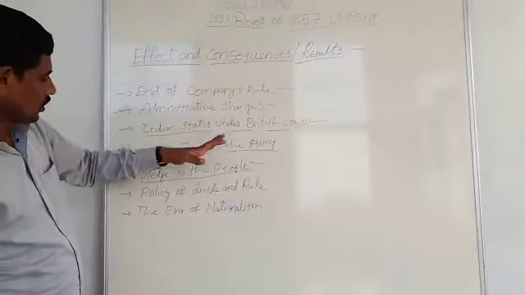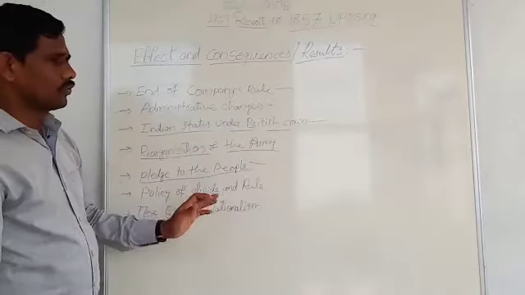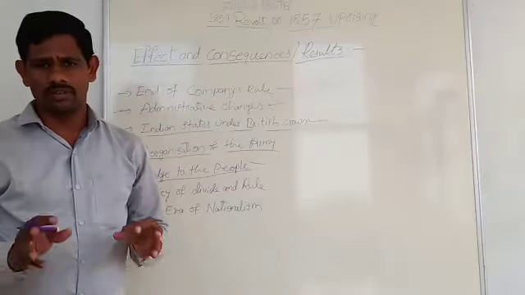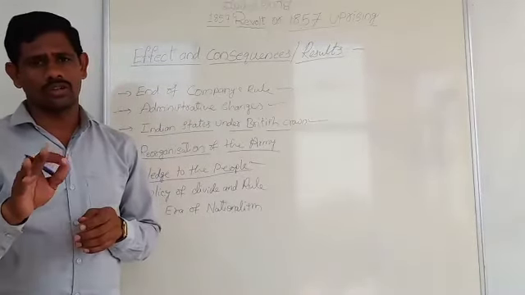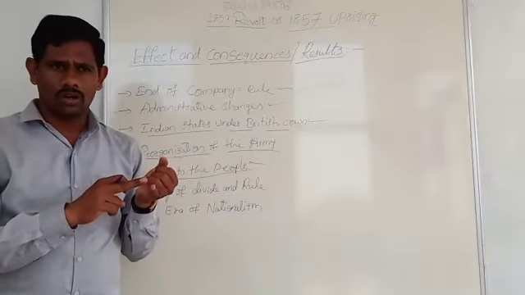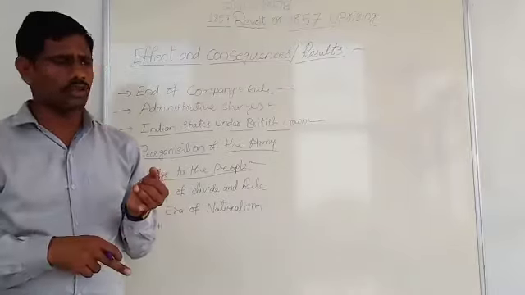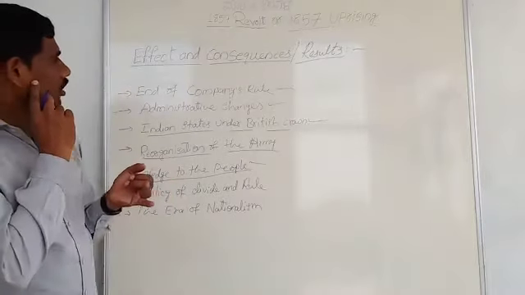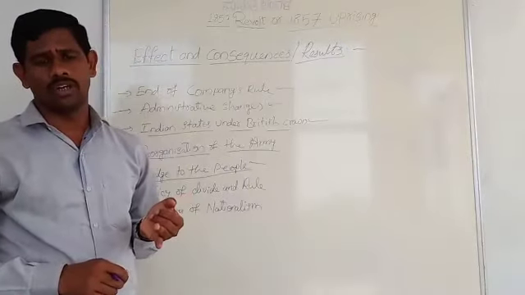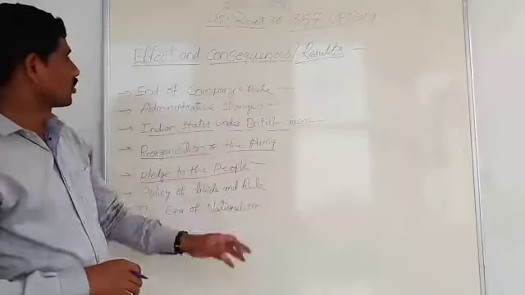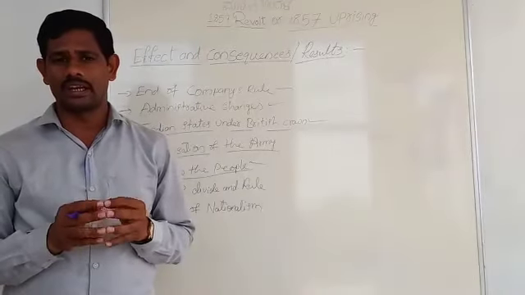So these were the consequences, results or effects of the 1857 revolt or uprising. We also learned the causes for the first war of Indian independence, the outbreak of the first war of Indian independence. Next, we discussed the causes of the failure of the 1857 revolt, and finally we discussed the effects and consequences of the first war of Indian independence.